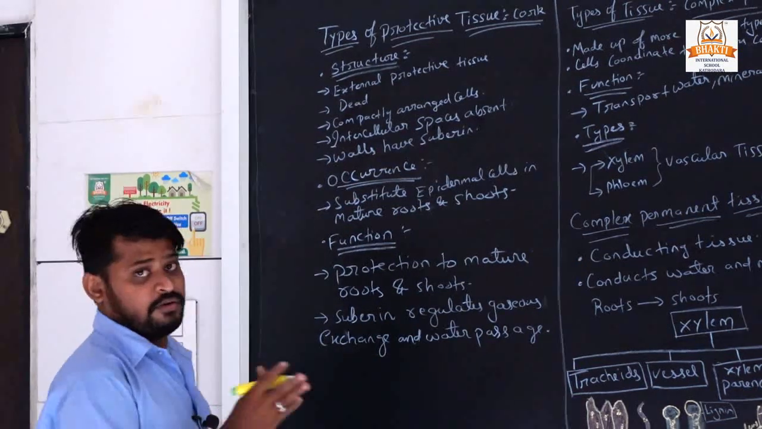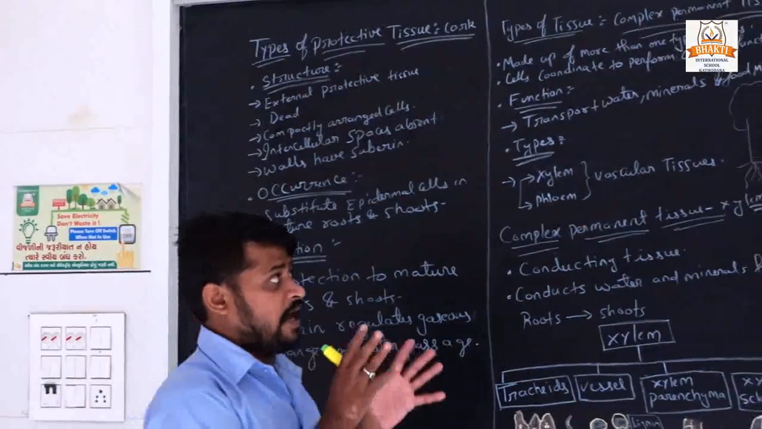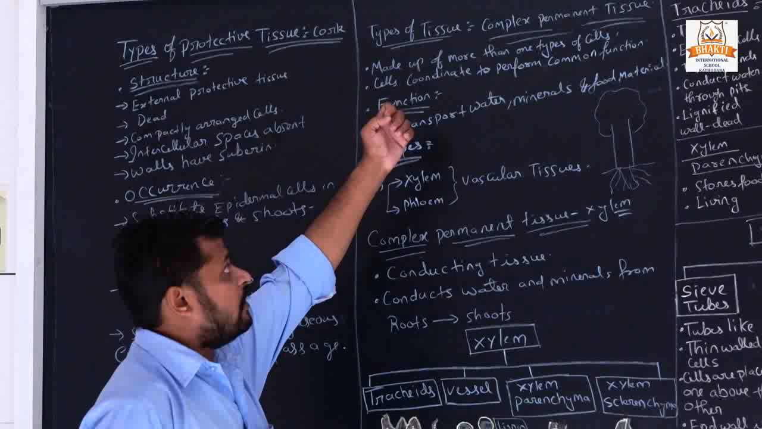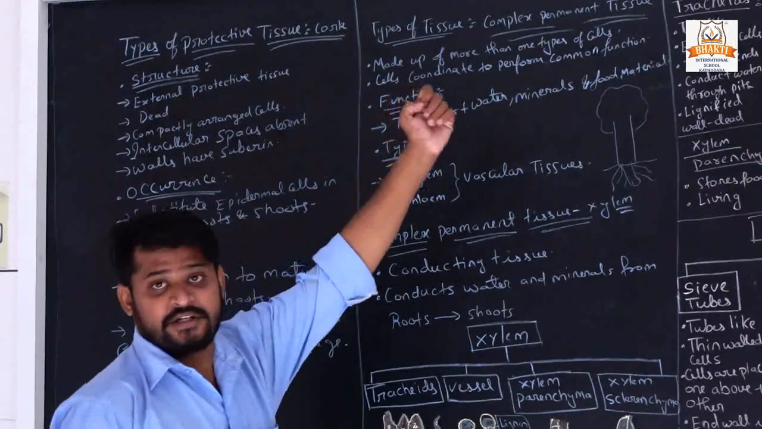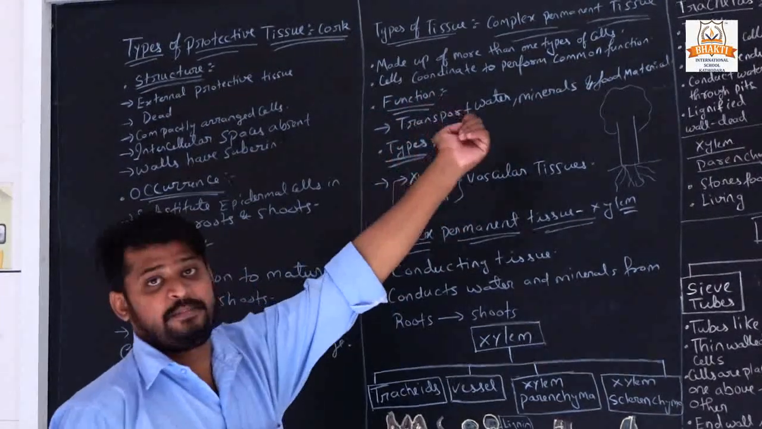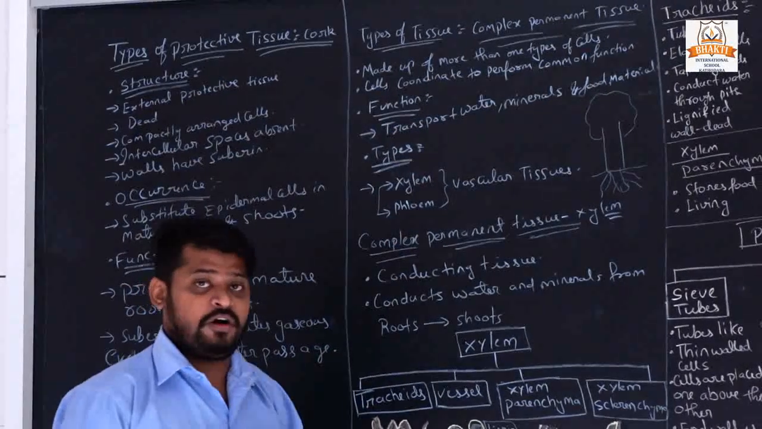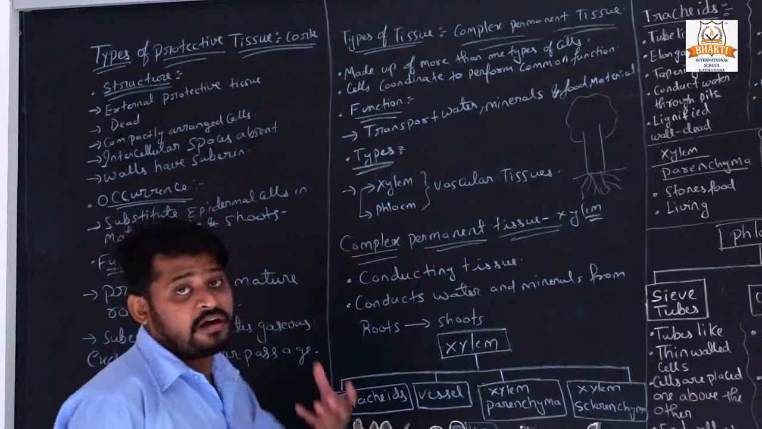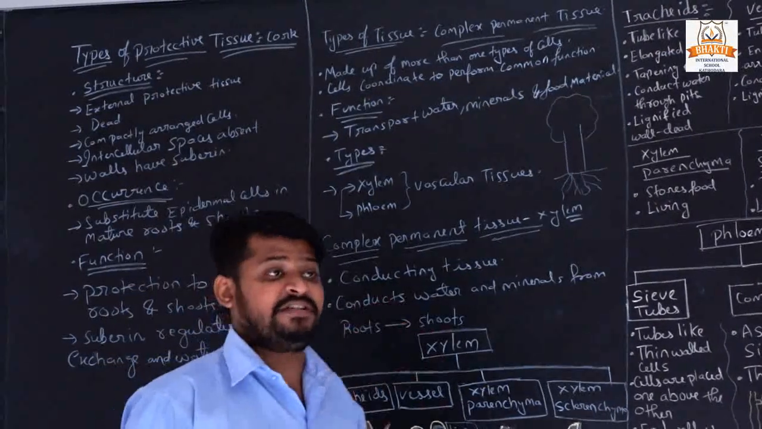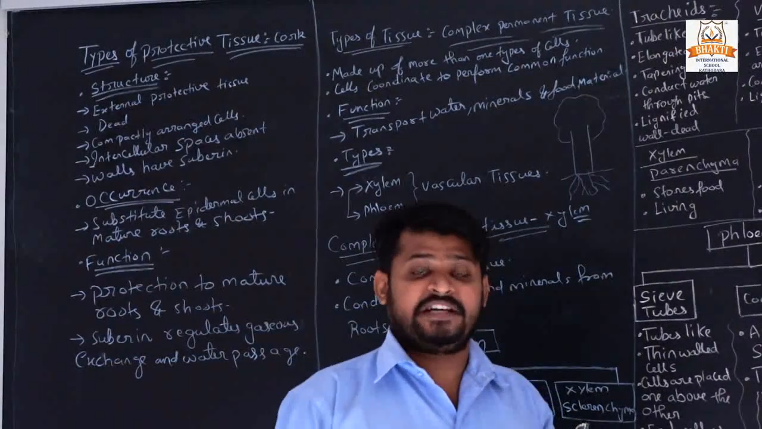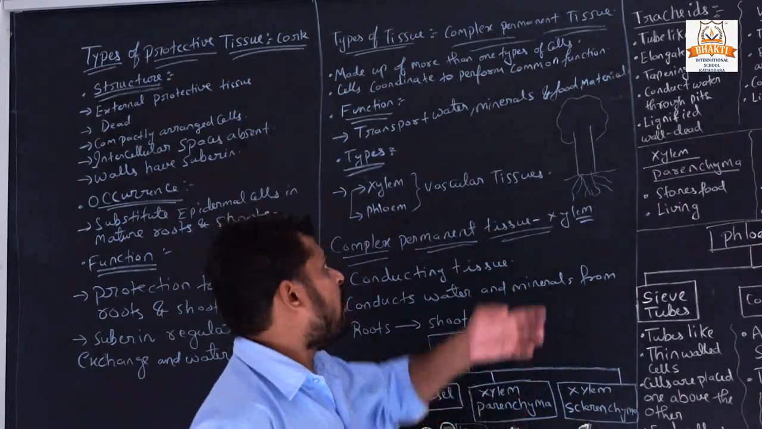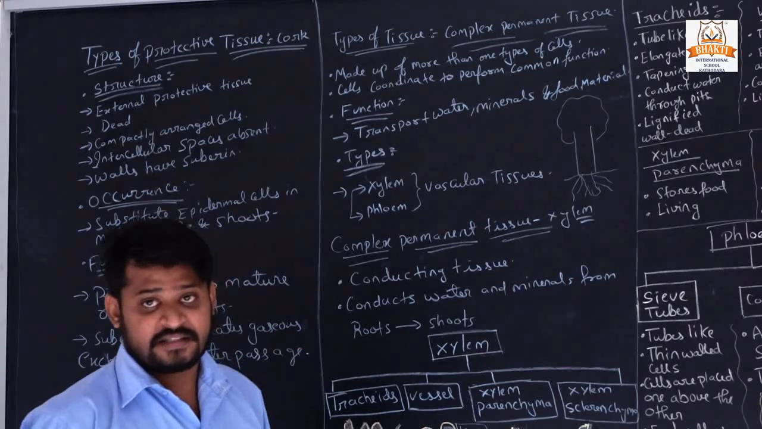So we are going to study our last topic of plant tissue, that is complex permanent tissue, and it is the second type of permanent tissue. We already studied simple tissue. Now this is the word complex. The name explains it: the functions are very complicated. That's why the name complex was given.